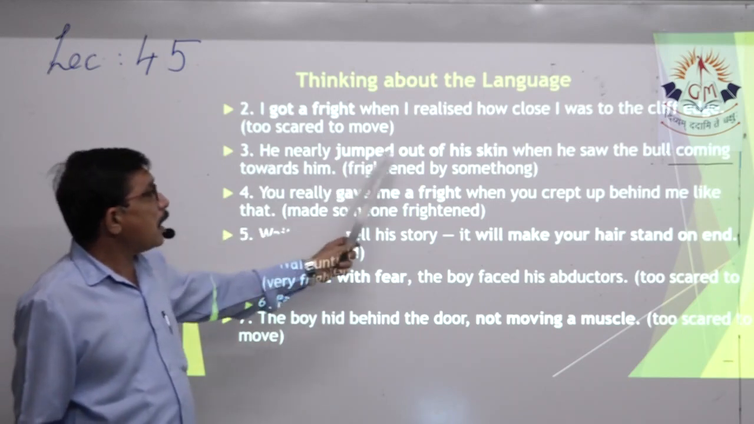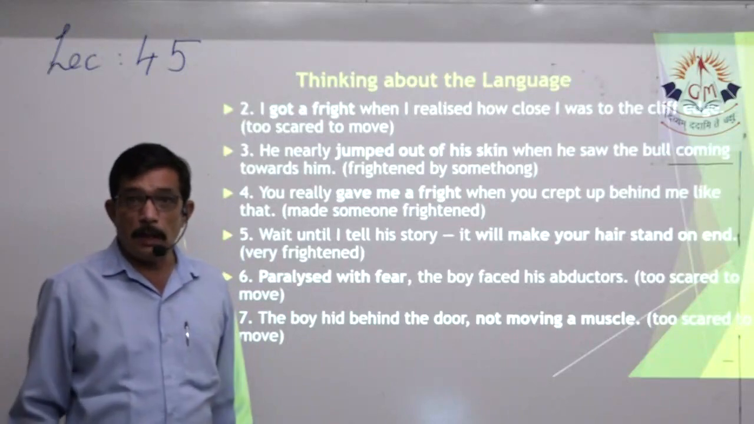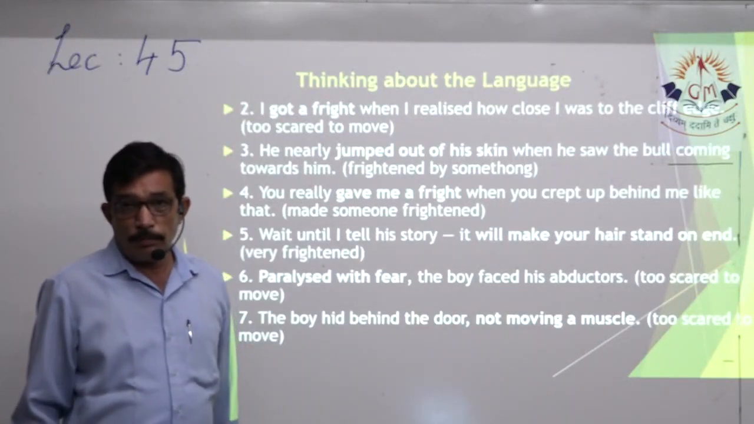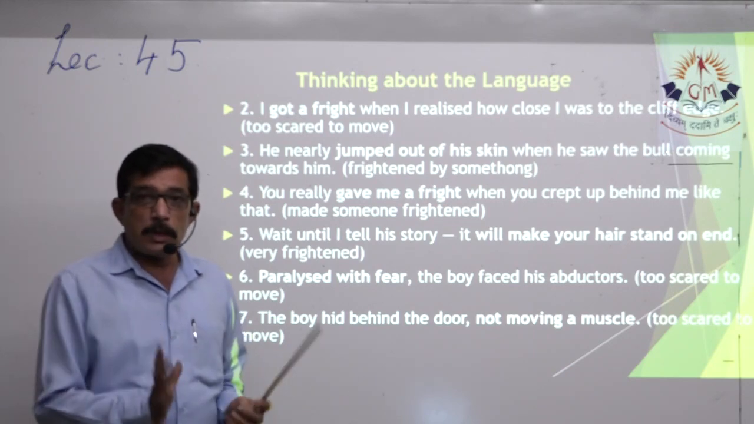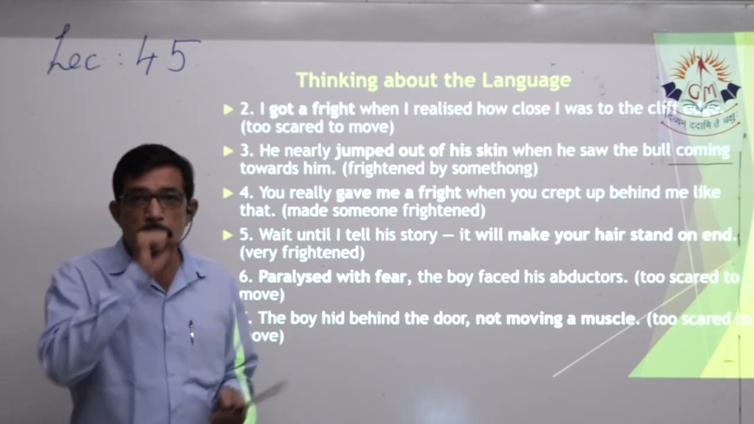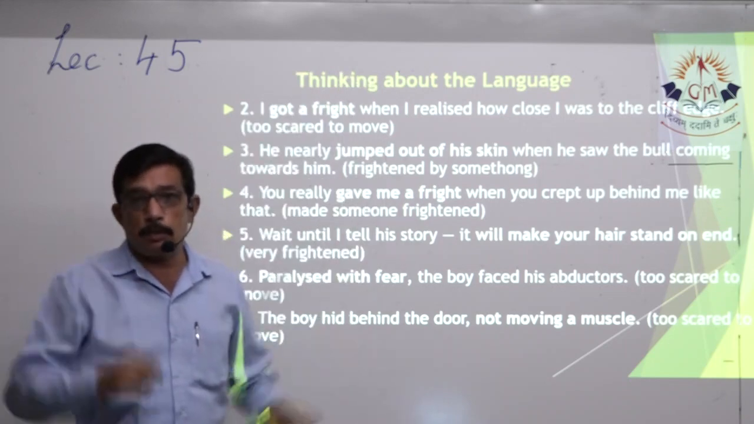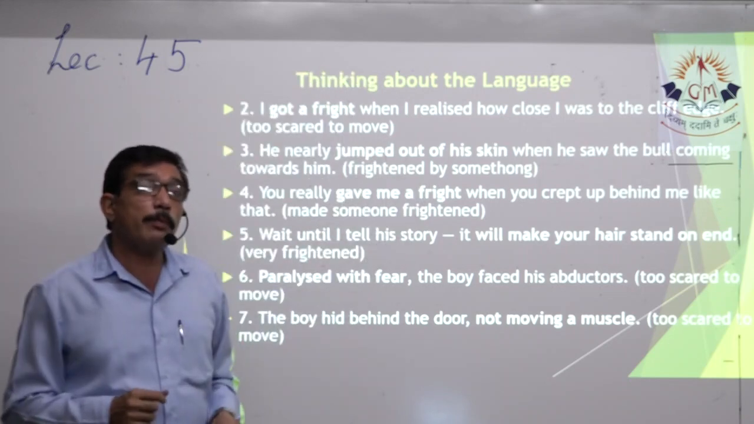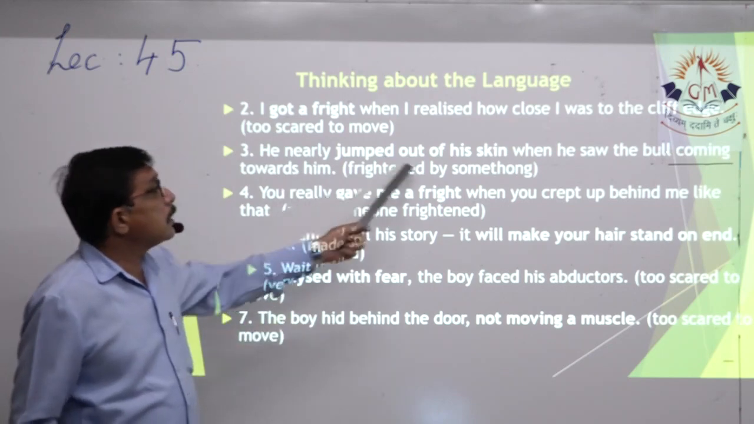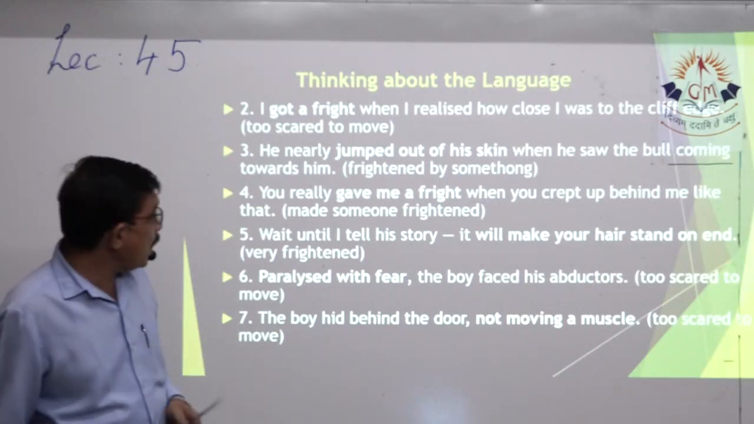He nearly jumped out of his skin. Now you can't jump out of the skin, right? But what it means to say is frightened by something. For example, you are sitting silently reading a book, or your younger brother fills a plastic bag and blasts that near your ear, you'll jump out. That jumping out is called jumping out of the skin because you got frightened all of a sudden. So he nearly jumped out of his skin when he saw the bull coming towards him.